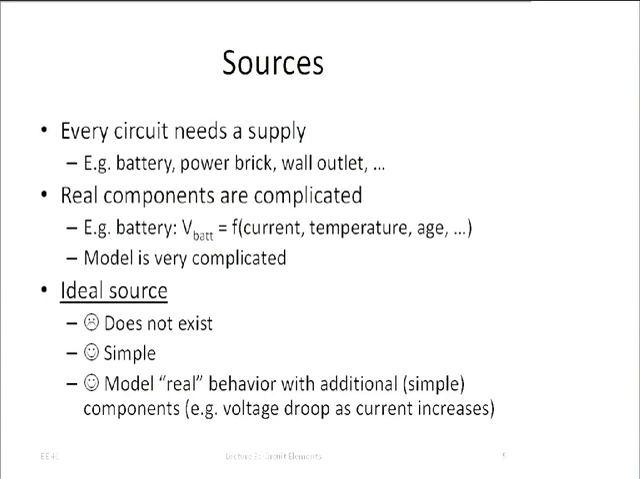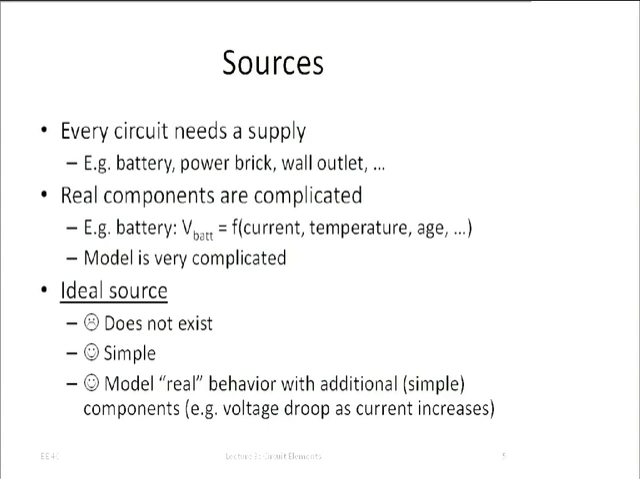Typical examples are a battery, a power brick, a wall outlet, and so on. You may have a few more examples. But now we already have a second problem. Real components are fairly complicated. If you think about a battery, it should supply its rated voltage, right? 3 volts or 1.2 or so. But in reality, the voltage of a battery depends on the current that you're pulling. If you have a small battery and try to pull an amp, the voltage is not going to be the 1.2 volts it's supposed to be. It's going to be a lot smaller.